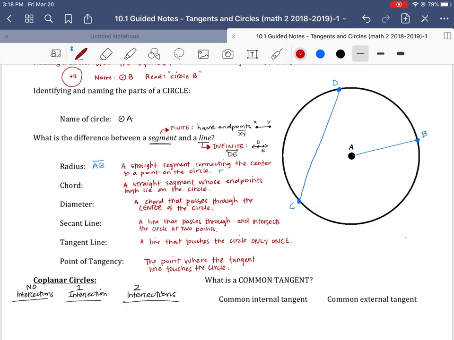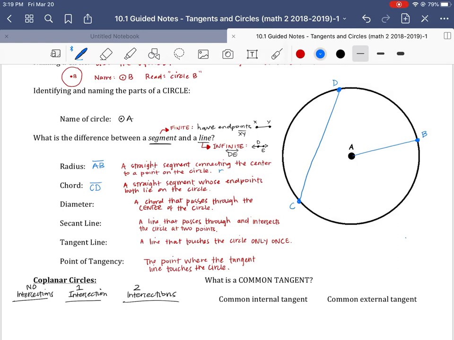Now again, there could be so many different chords in here. We could have one that goes right here. We could have one that goes right here. We could have one that goes right here. As long as those endpoints lie on the circle, that creates a chord. Okay. So for example, if I wanted to write this one with correct notation, I would write C to D, and that again is a segment. It is not going forever in both directions.